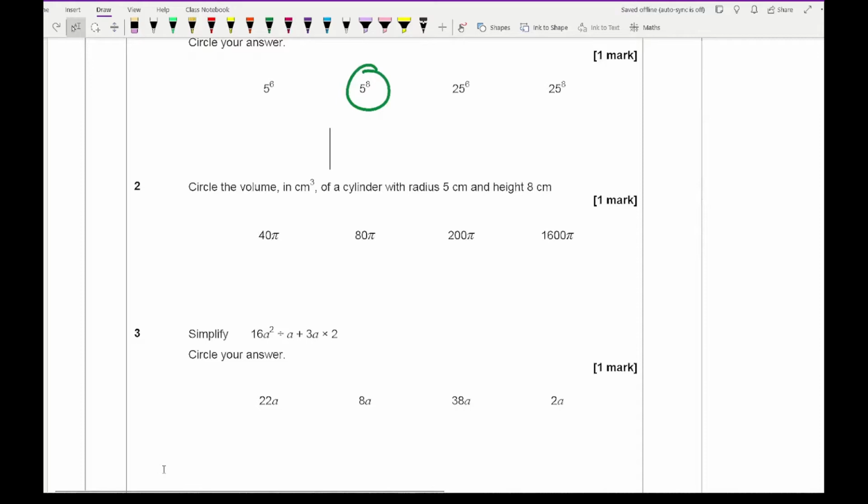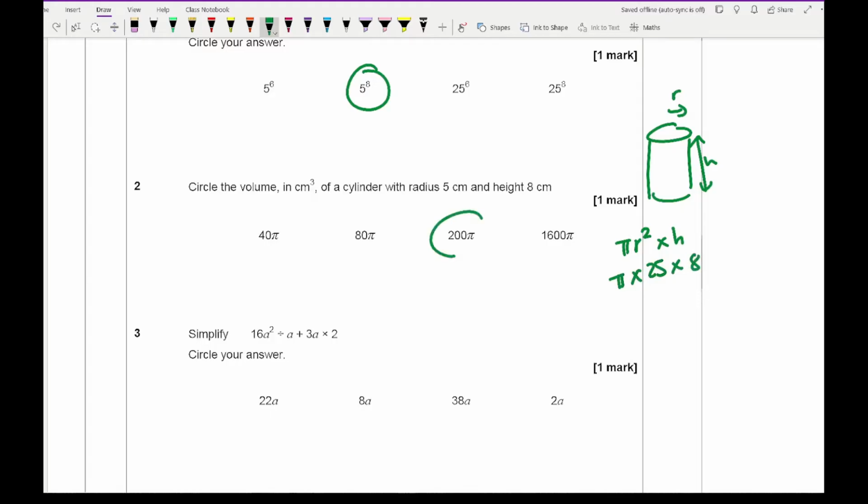Question 2 says circle the volume in centimetre cubed of the cylinder with a radius of 5 and a height of 8. Now to work out the volume of a cylinder, and if I just label the parts, it's going to be pi times the radius squared times h. So if the radius is 5, then that's going to be pi times 25 times 8, which gives me 200 pi.